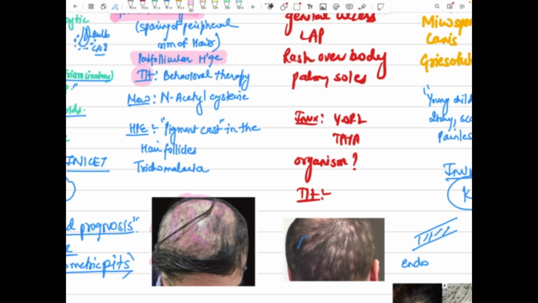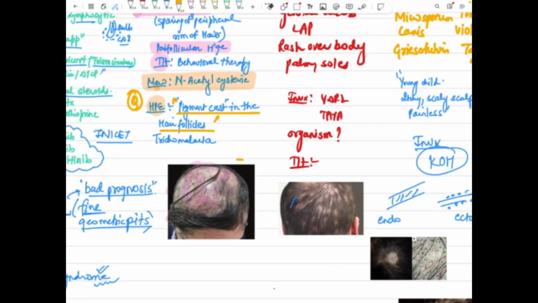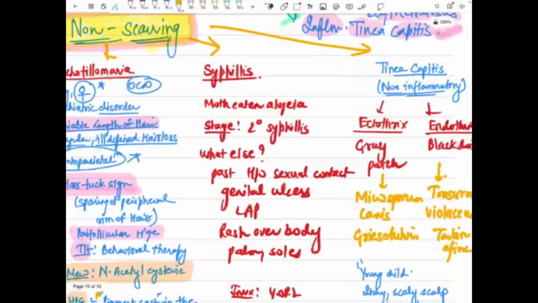It is behavioral therapy. If you want to know some newer treatment, then it is N-acetylcysteine. This can be a new question. N-acetylcysteine has been tried. Now the histopathology: pigment casts inside the hair follicle canals are seen in trichotillomania, and trichomalacia is also seen. This is the picture showing the Friar Tuck sign in trichotillomania. So how do you identify?